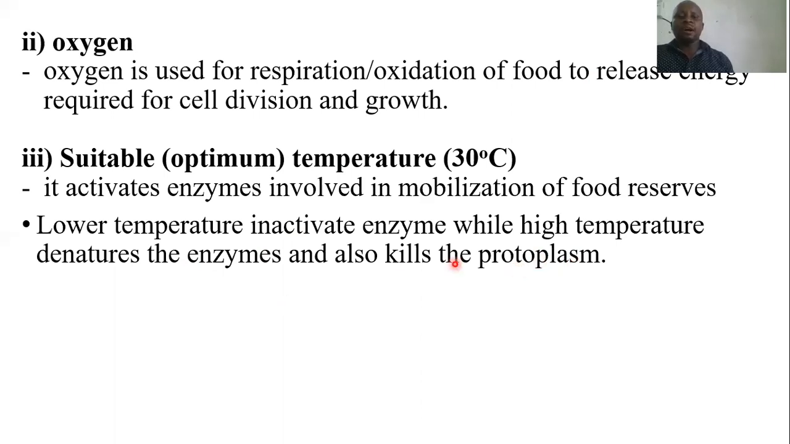So higher temperature will denature the enzymes, and apart from that, it will also kill the protoplasm. On the other hand, lower temperature will inactivate the enzymes. It will make the enzymes needed for germination to take place become inactive. Good. Then another factor is viability.